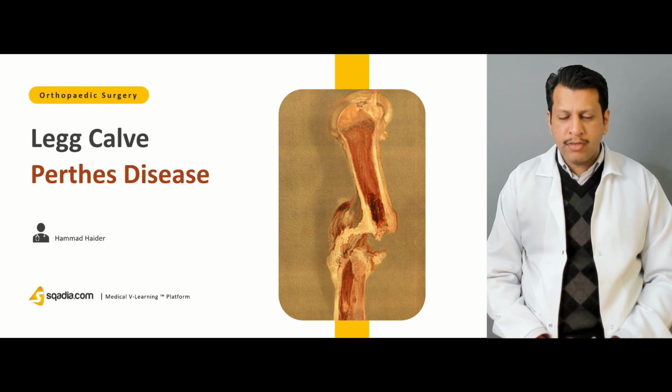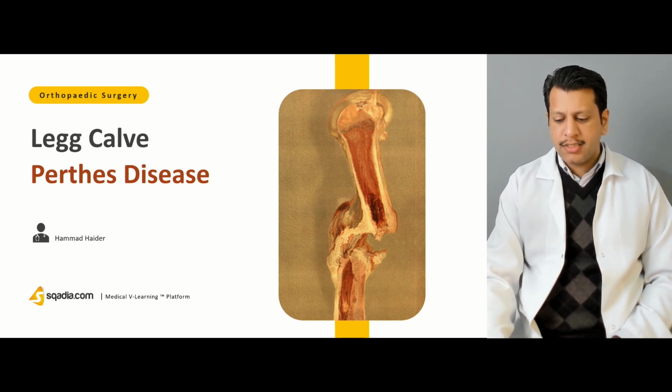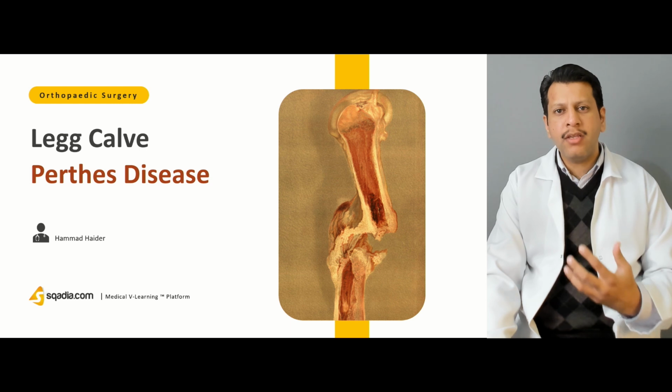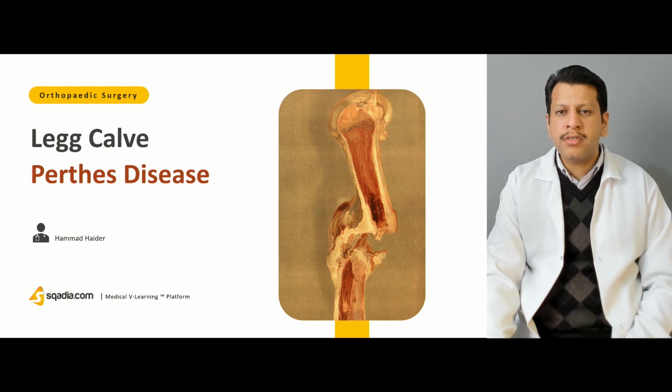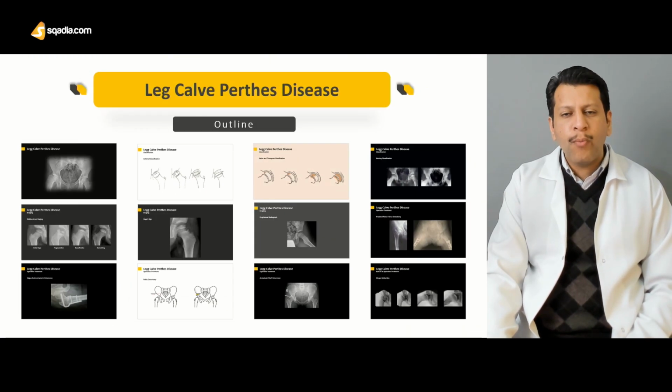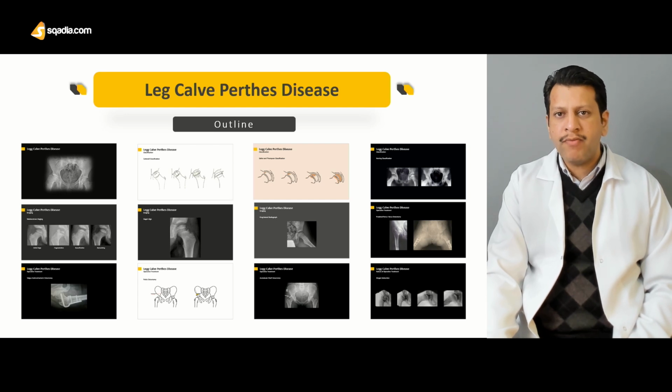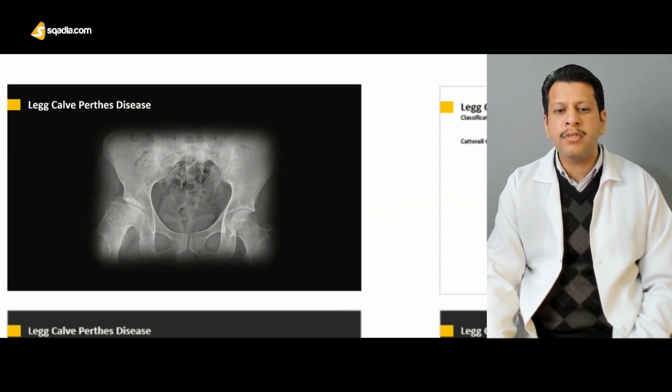Hamad Haider. Today our topic would be Legg Calve Perthes disease. We'll be discussing this pediatric condition, and we'll start off with what we see in a patient with Legg Calve Perthes disease on its X-ray. When we get an X-ray pelvis AP view, there are certain things which we need to look for in the case of LCPD, or Legg Calve Perthes disease.